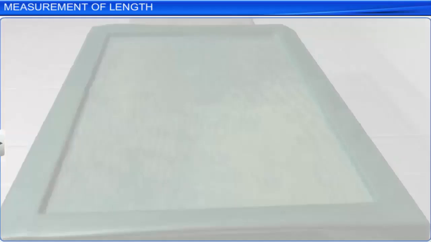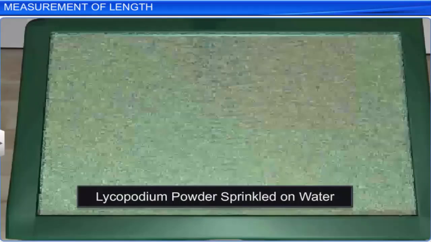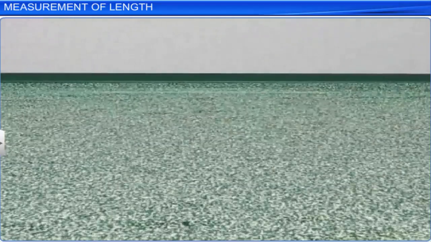Next, we take water in a large trough and sprinkle some lycopodium powder on its surface. Lycopodium powder is a yellow tan powder that spreads uniformly throughout the surface of water, forming a thin layer. Then, put 1 drop of alcohol oleic acid solution in this trough.